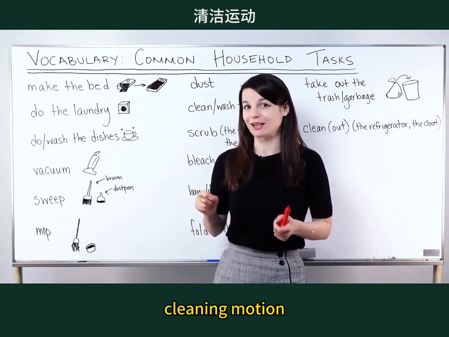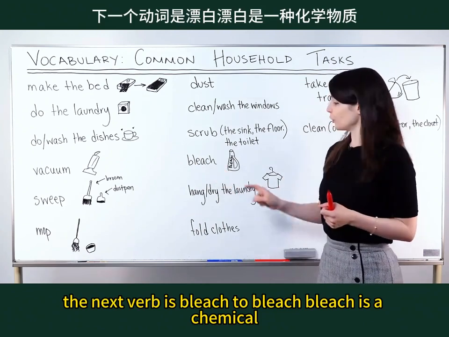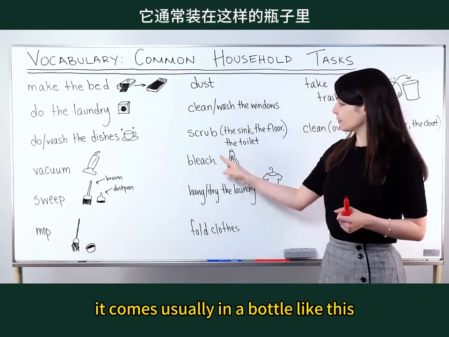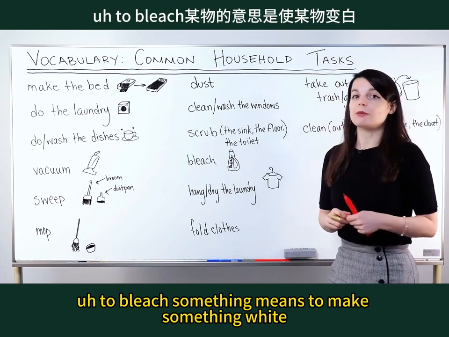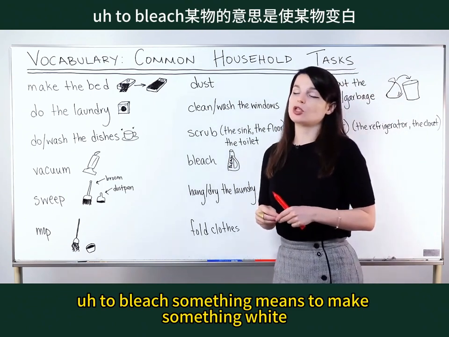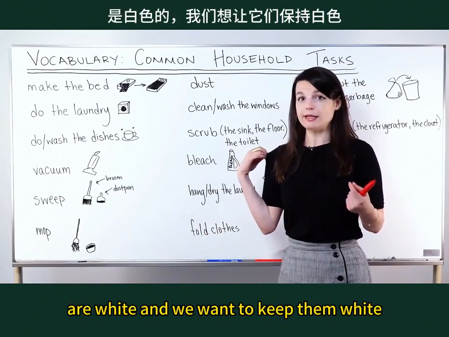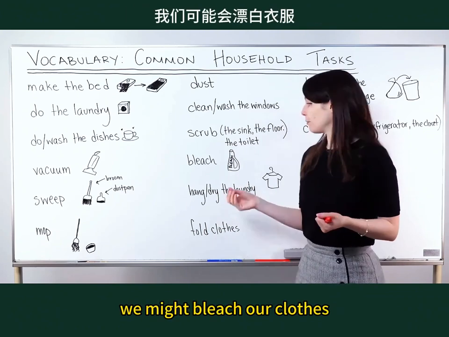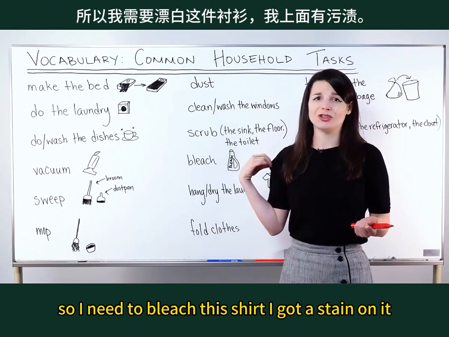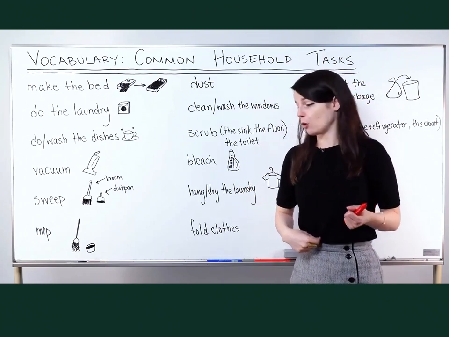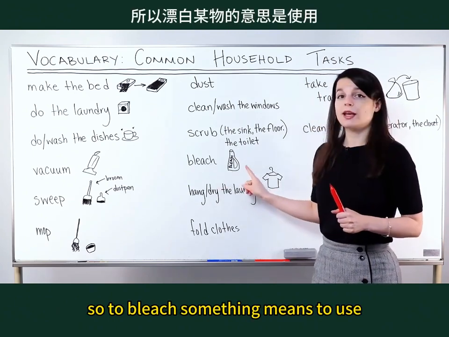The next verb is bleach, to bleach. So bleach is a chemical. It comes usually in a bottle like this. To bleach something means to make something white. Usually to make something white again, like when our clothes are white and we want to keep them white, we might bleach our clothes. So I need to bleach this shirt. I got a stain on it. Or I bleached my curtains. So to bleach something means to use the chemical bleach to make something white.